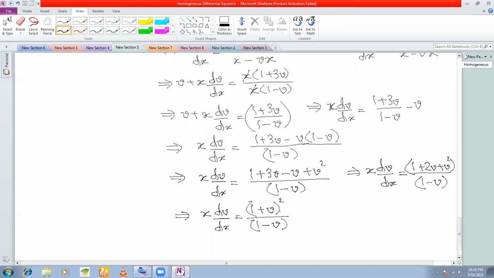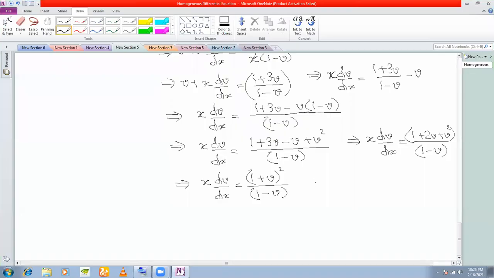To separate the variables and solve this. Just let me check once more. Okay, so now what you do here is you can write this, if you want to take dv with v, as (1 - v)/(1 + v)² dv is equal to dx/x. Check and tell me whether you have understood this step. We can write this, sir. Okay, no problem.